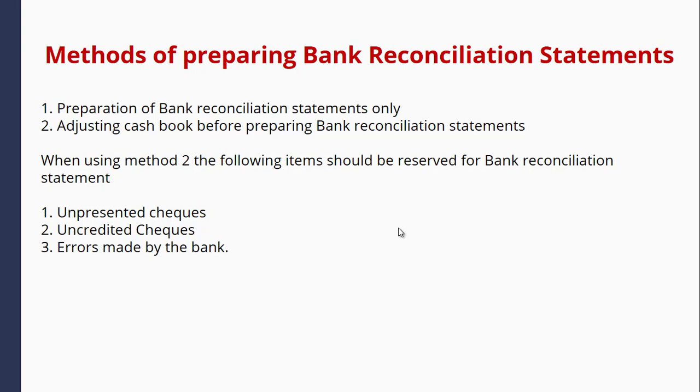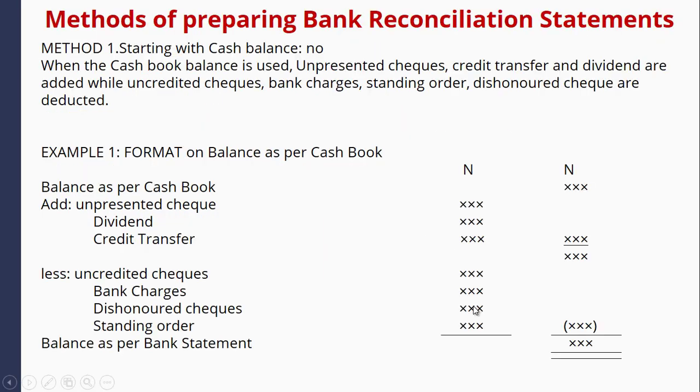When using method 2, you must observe the following. Number 1, you reserve these items for the bank reconciliation statement. Number 1, you reserve unpresented checks. Number 2, you reserve uncredited checks. And number 3, you reserve any error made by the bank for bank reconciliation statements. Otherwise, all other transactions will go through the adjusted cash book.